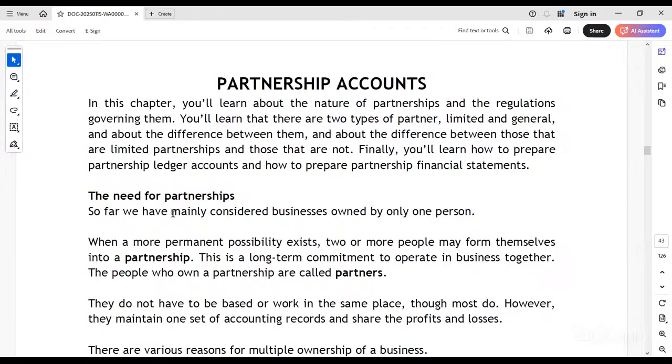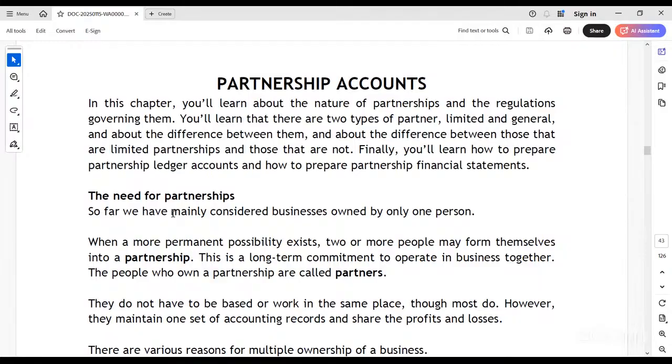Where you have questions, please use the chat box. Maybe you share the questions, or you can raise up your hand, and then you will be able to ask your questions.